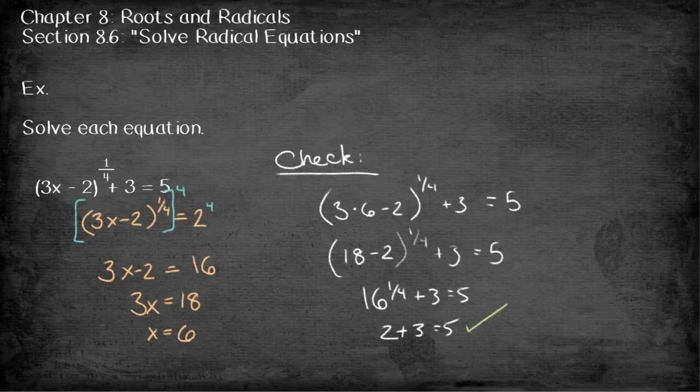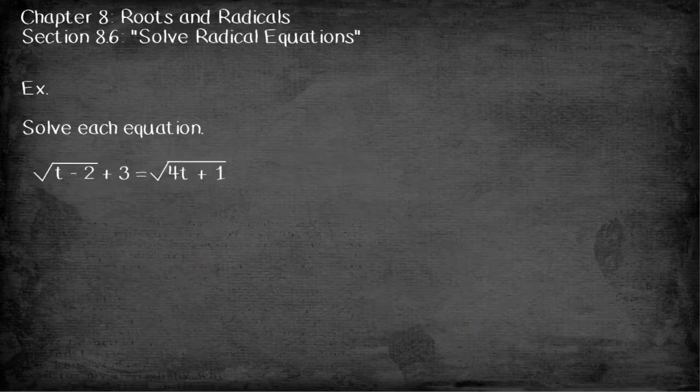And let's see, I think I got one more in me. Here's our last example. We have radicals on both sides of the equation, really awful looking. Since I have one side already isolated for a radical, I'm going to square both sides straight away. So the right-hand side just becomes 4t plus 1.